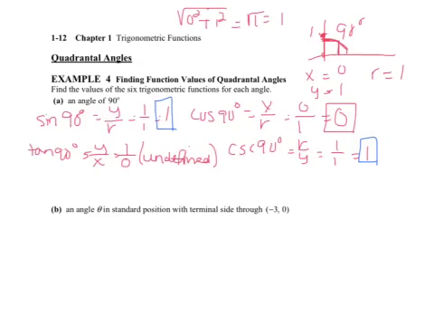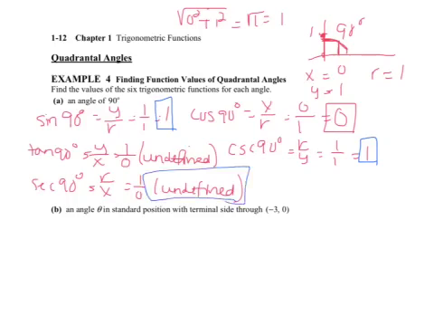Then we go down to secant of 90 degrees. Secant is r over x, which is 1 over 0. So again, cannot have 0 as a denominator. So again, secant of 90 degrees is undefined. So we go to our last one, which is cotangent of 90 degrees.